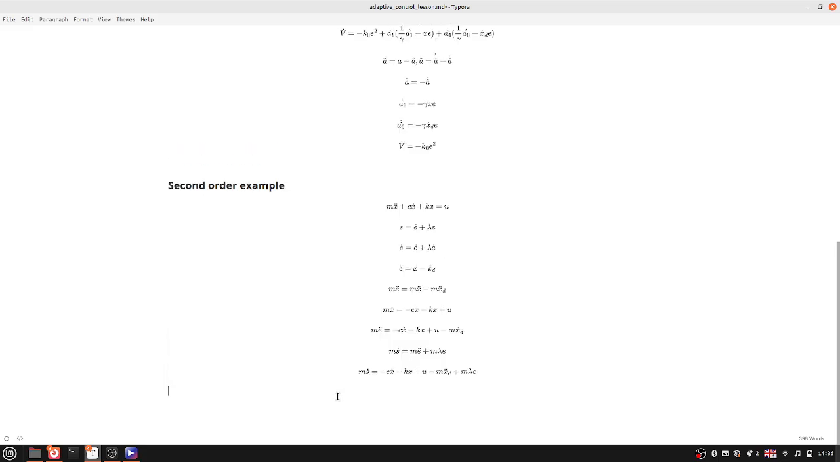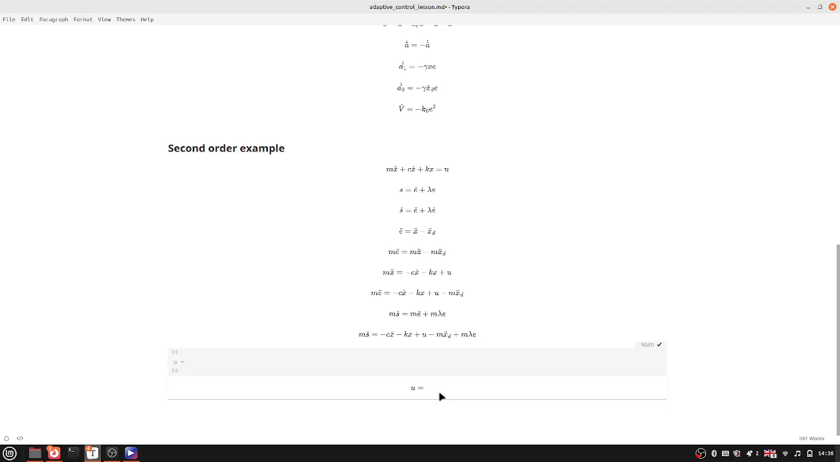And now we need to design our controller U. The method I always use is feedback linearization, but we assume that we know M, C, and K. In reality, we don't for this sort of problem, but let's assume we do. U needs to be positive C X dot, positive K X, positive M XD double dot, and minus M lambda E.